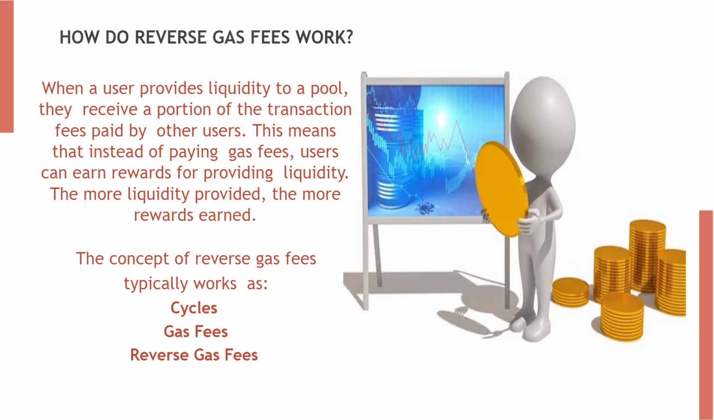Now gas fees जो calculate होते हैं are calculated based on the cycles. They are paid in cryptocurrency, for example in ether or ethereum, to compensate those miners or validators for their efforts in processing and validating transactions. So the gas fees are calculated based on the amount of computational work, which is also known as cycles. The third part is reverse gas fees.